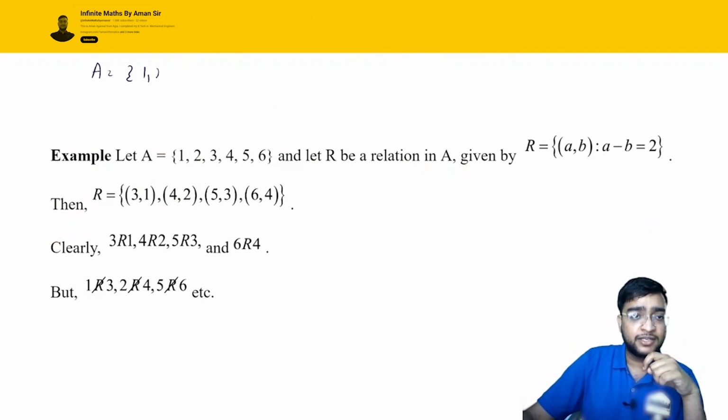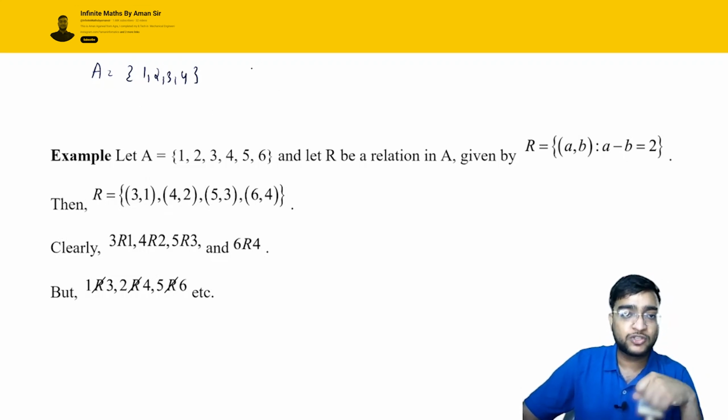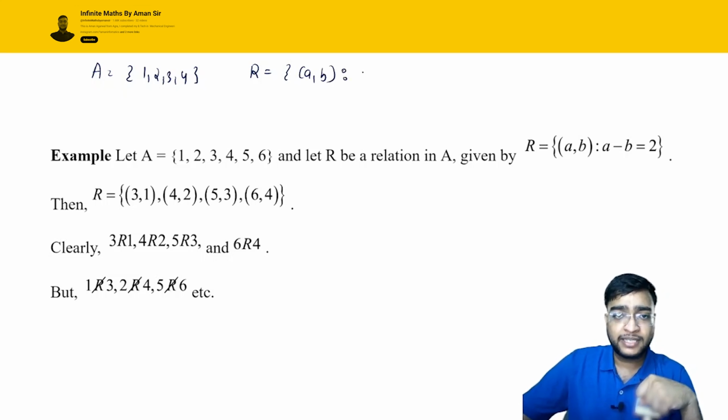The set given to you is 1, 2, 3, 4, no problem sir. And my whole relation is actually R equals {(a, b): a minus b equals 10}. Okay, so this is my condition for my relation here. No problem sir.